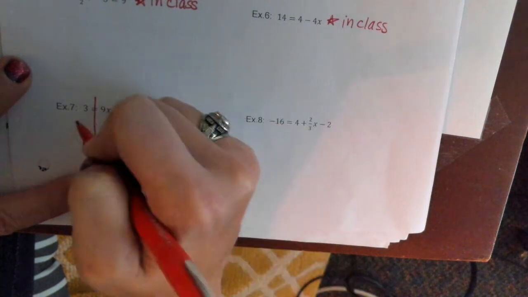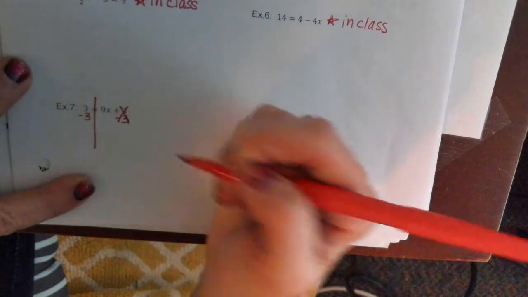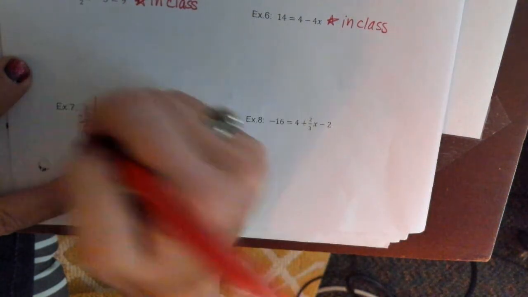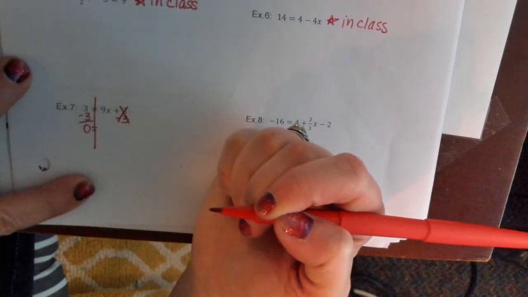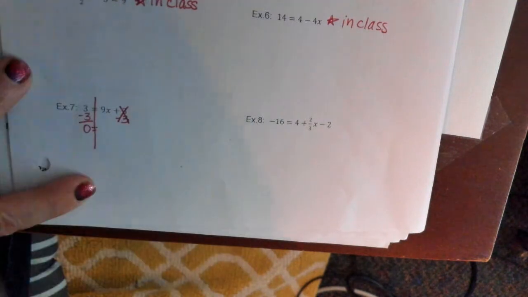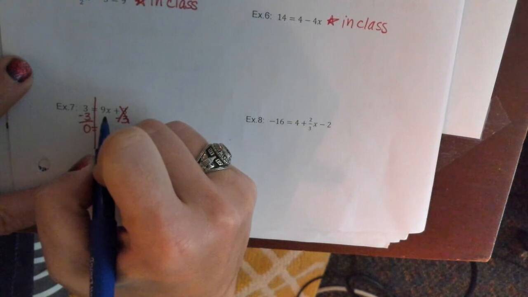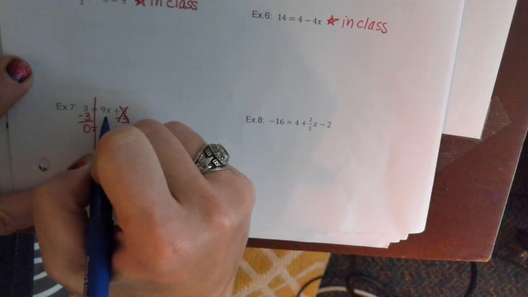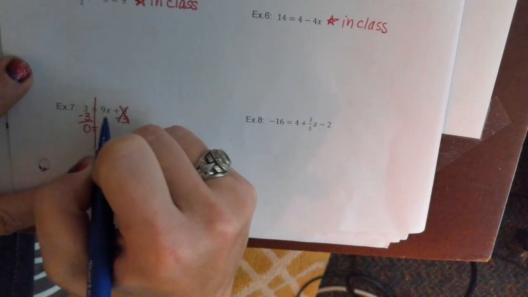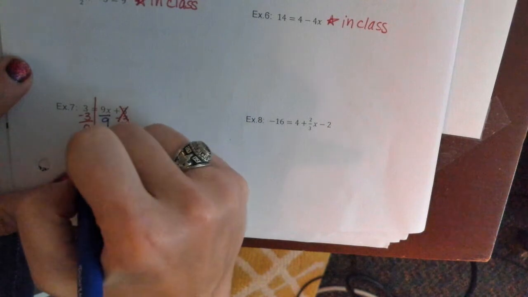So we're going to subtract 3 from both sides. 3 minus 3 is 0. It cancels. Don't worry. We're going to keep it like that for now. Next, our step is to get rid of the number multiplied to the x. So how can you get rid of the 9 that's multiplied to the x? You divide by 9 on both sides.